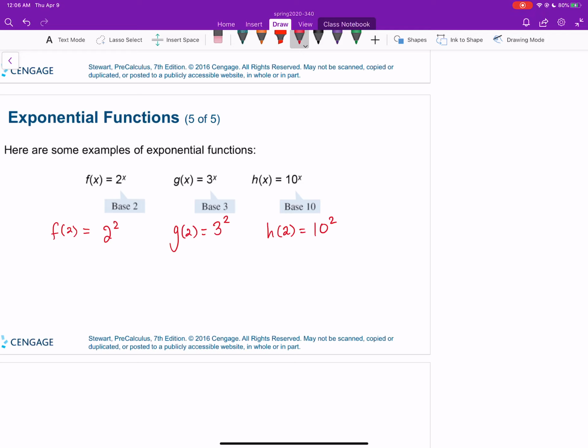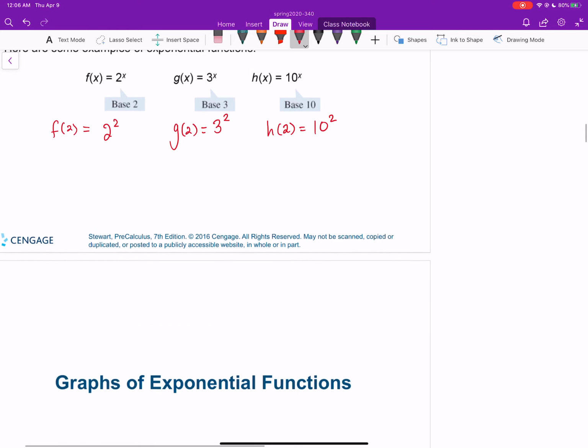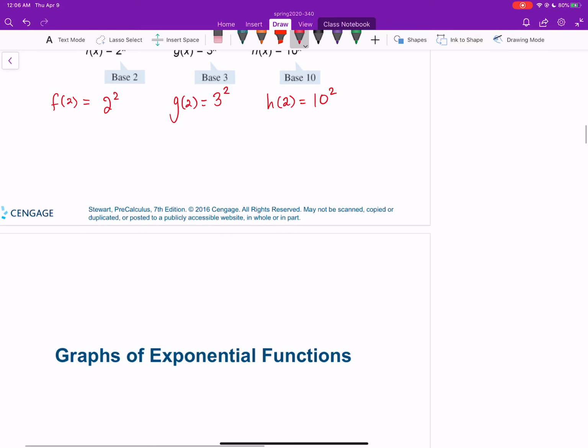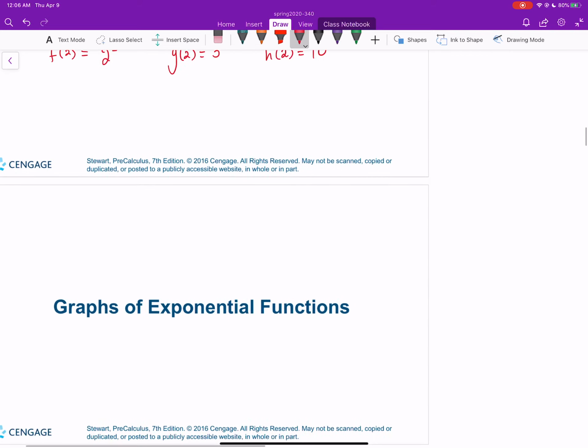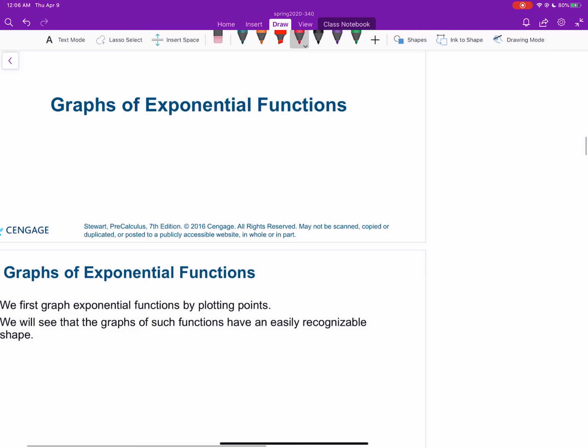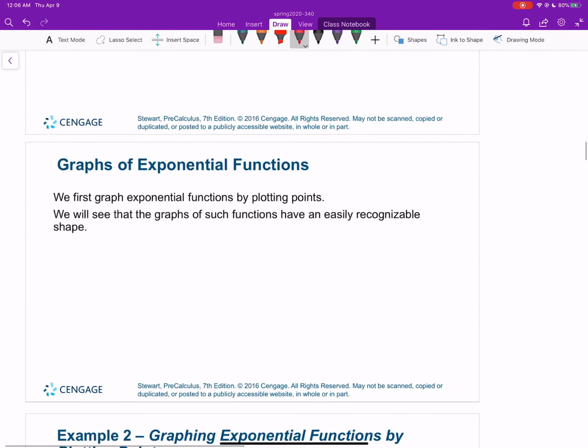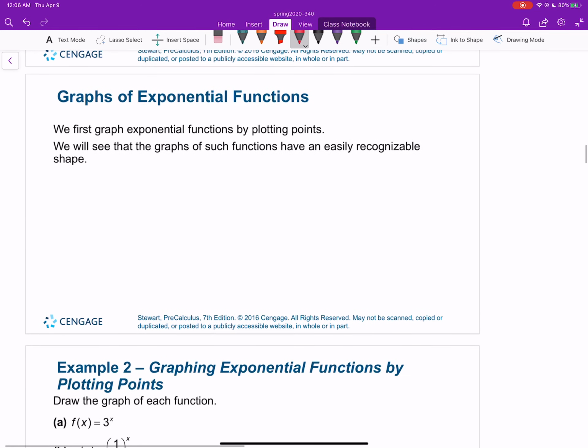All right. Well, this is no fun, just plugging in input and output, but the real meat, or the real part that you can really enjoy about exponential functions, is graphing exponential functions. All right. So let's look at how we graph exponential functions. I'm just going to use 1 or 2 examples, and let's see what happens.